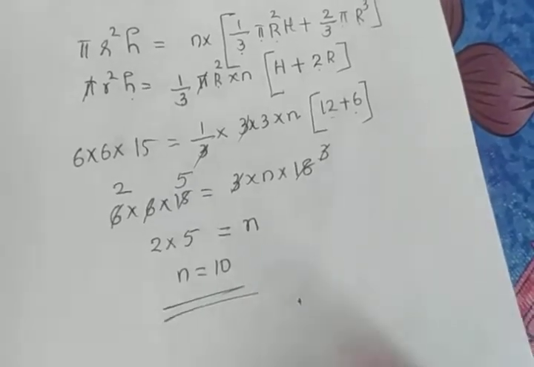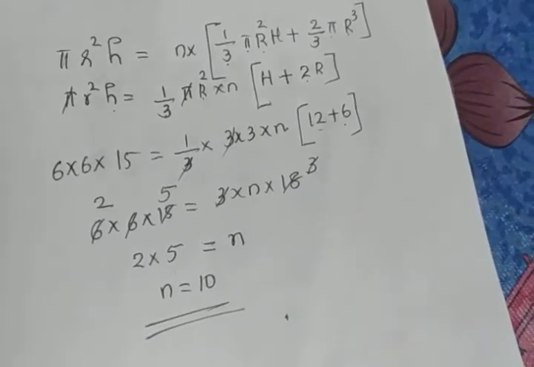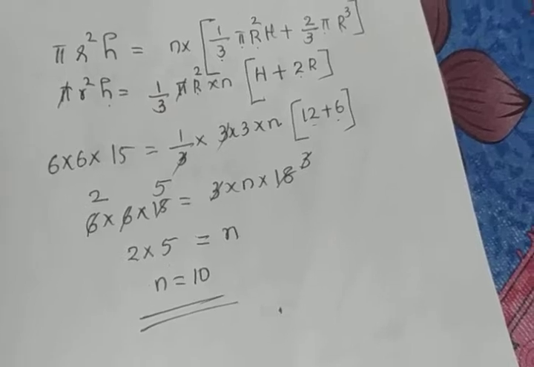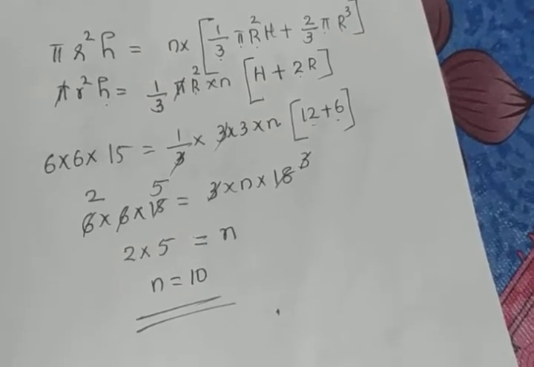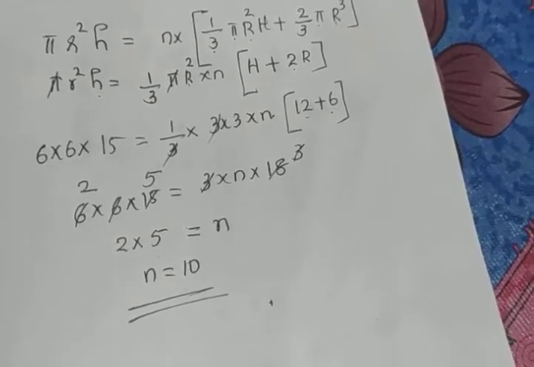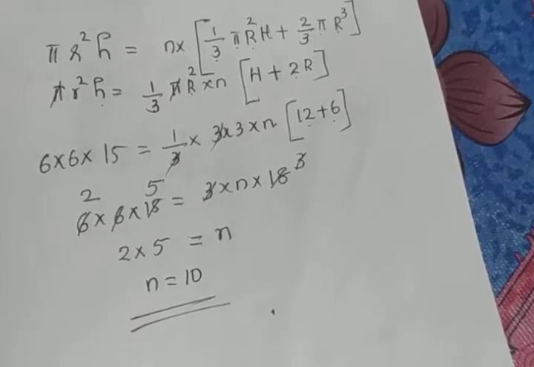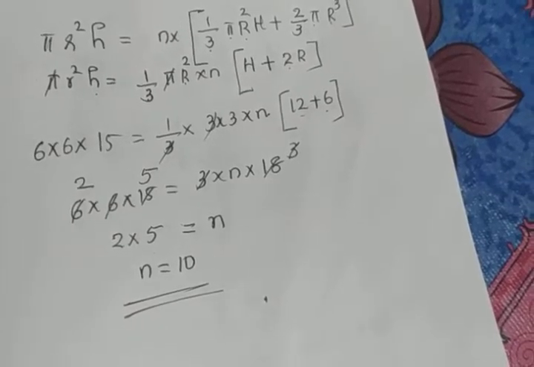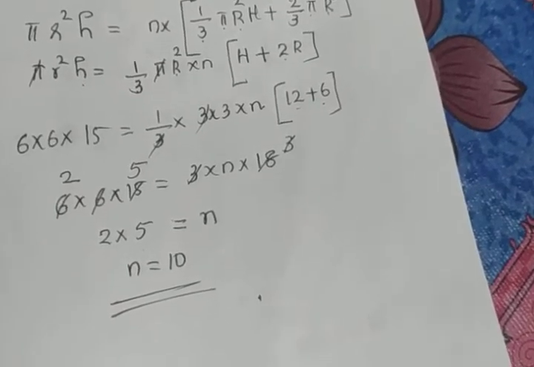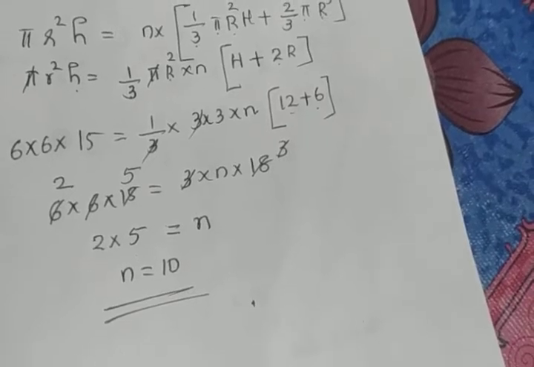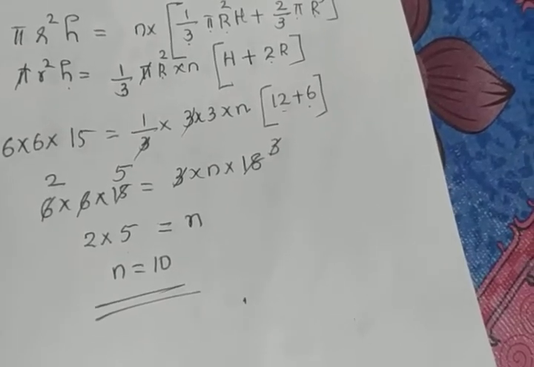So how many cones can be filled? Cone in the sense, cone is having a conical portion plus a hemispherical portion. So how many such cones can be filled if we are emptying the cylindrical cup filled with ice cream? 10 cones. Okay, 10 cones can be filled with the given volume of ice cream.